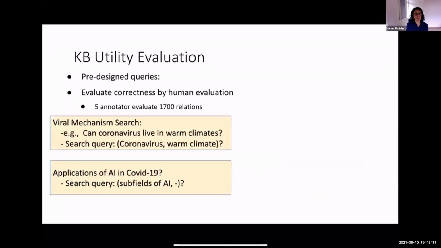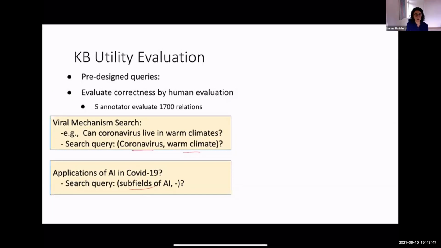We also wanted to evaluate the utility of the extracted knowledge base. We did it in two ways. The first one was we pre-designed some queries, like the ones that you see in these yellow boxes, like can coronavirus live in warm climates, or applications of AI in COVID-19, right? And the search was basically passing two entities like coronavirus and warm climates, and also subfields of AI and kind of an empty entity to show if there are some things like that.